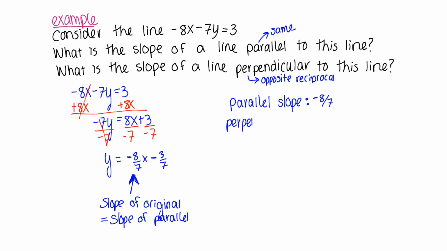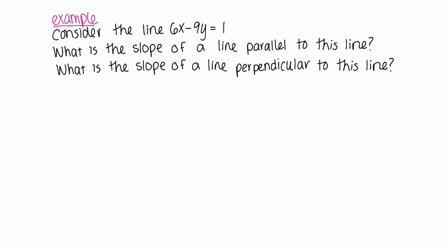The perpendicular slope: our original slope was negative, so our perpendicular slope will be positive. And if you flip the fraction upside down, you would have 7/8. And that's your answer. All right, one more for good measure. Here we have 6x minus 9y equals 1.